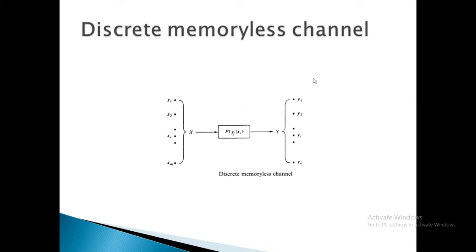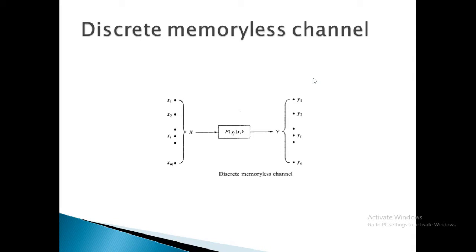A discrete memoryless channel is a statistical model with the input X and output Y. The channel accepts the input symbol from X and generates the response Y. The channel is discrete when the alphabets of X and Y are finite. It is memoryless when the current output depends only on the current input, not on the previous input.